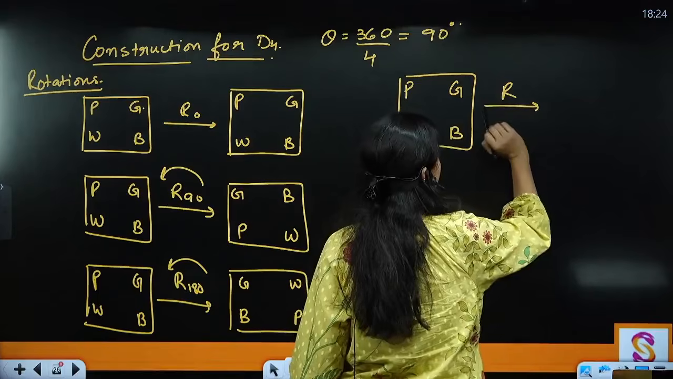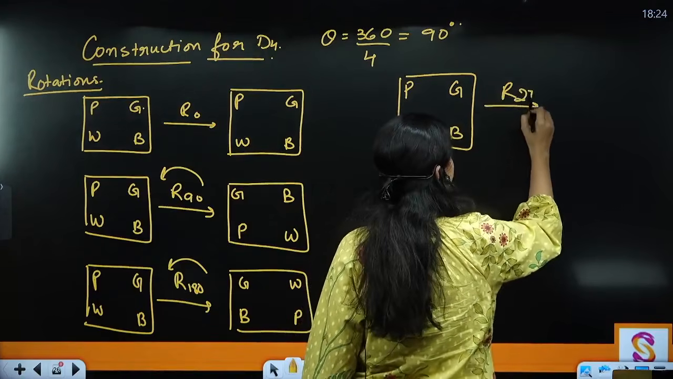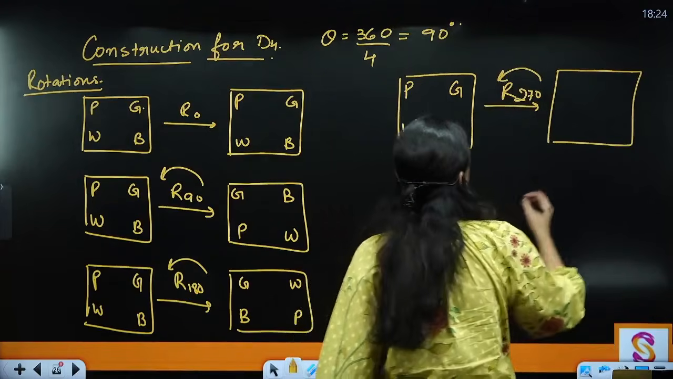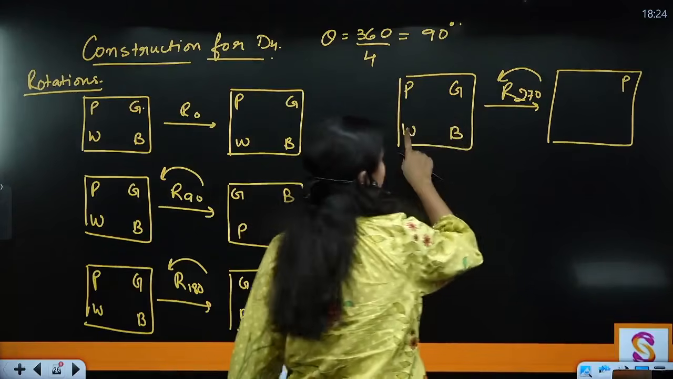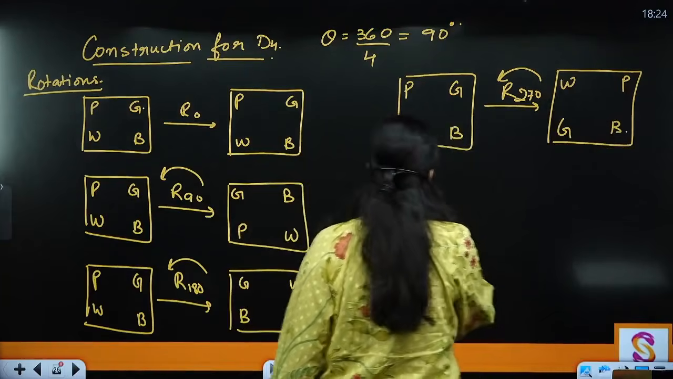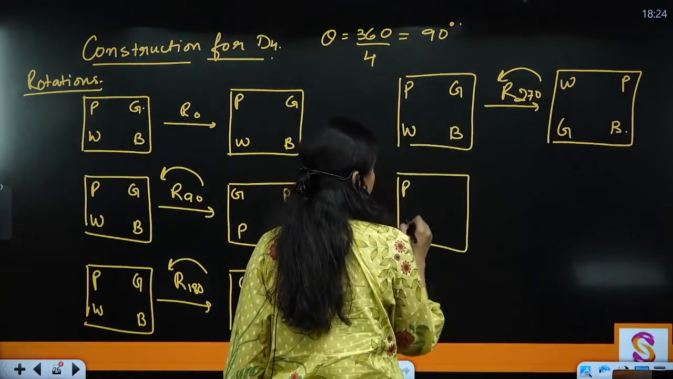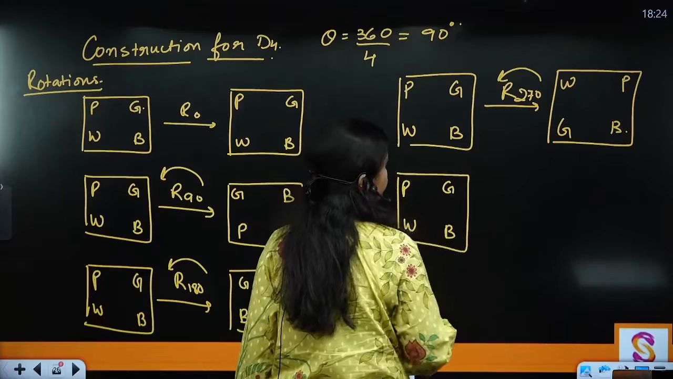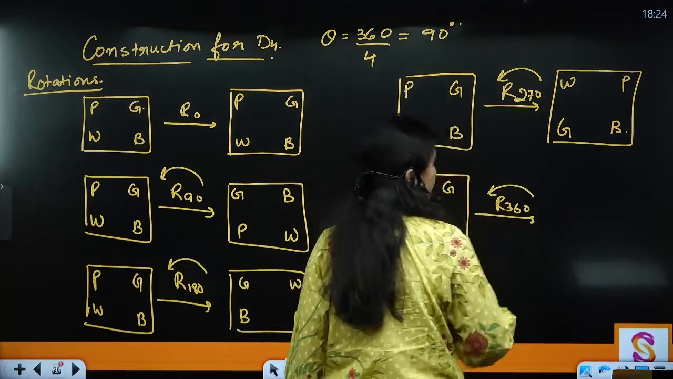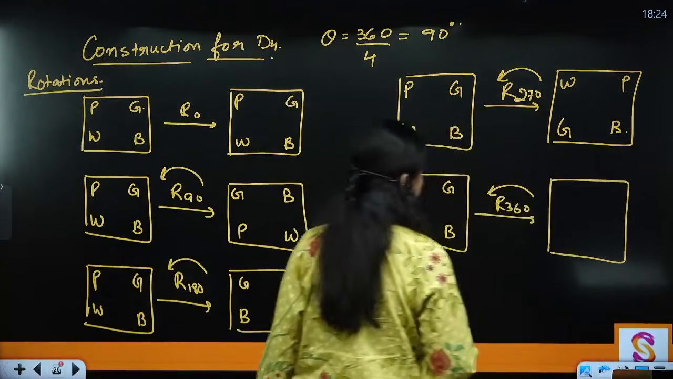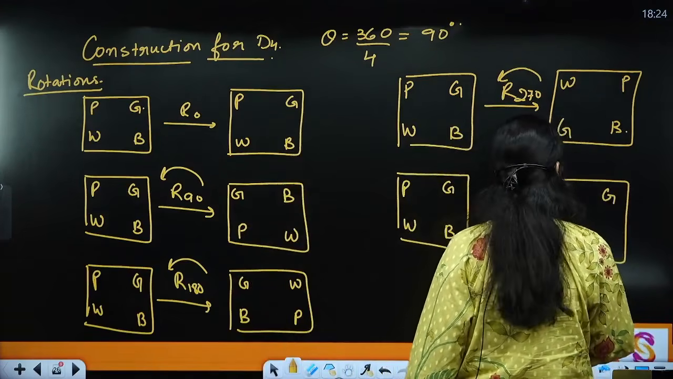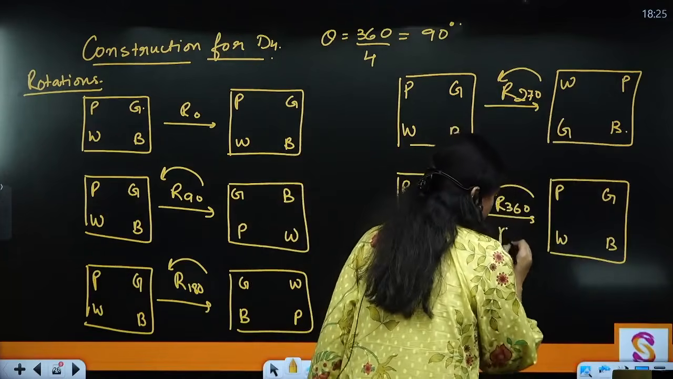R270. P will shift 3 places. So this will be P, 1, 2, and 3, right? W, and now then next one is going to be R360, which is what? P is going to shift 4 places. So this is P, W, and B, which is essentially the same thing.